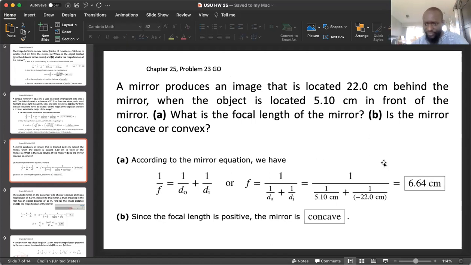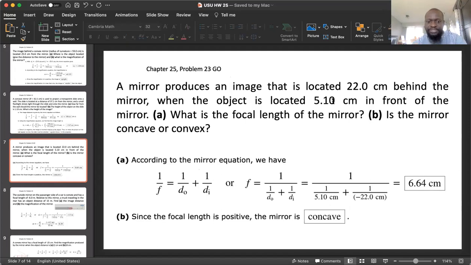We calculated the focal length of the mirror to be 6.64, using 1 over F equals 1 over D object plus 1 over D image. 6.64 is more than the object distance. So it means the object is between F and the pole. So that is a concave mirror.